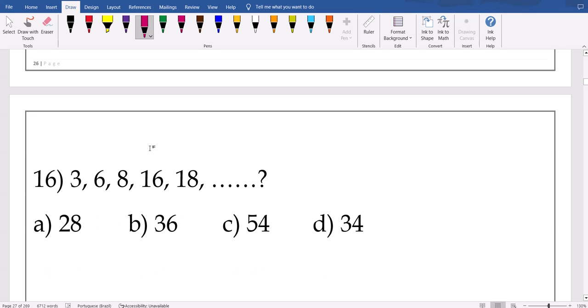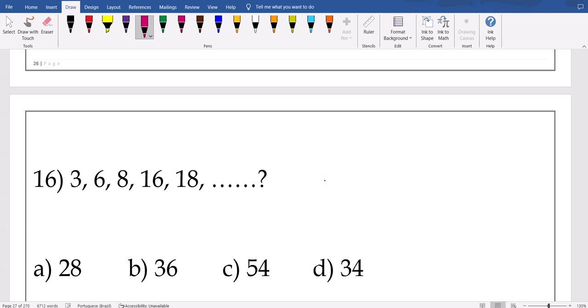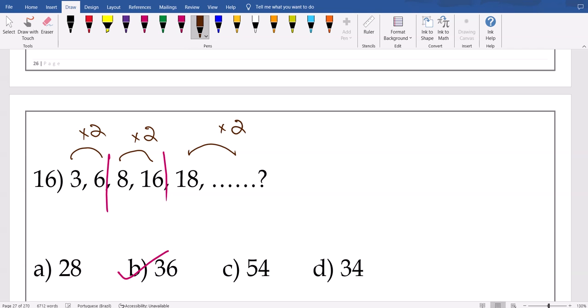16th question. I think we see no need to worry much. We take 2, 2. This is 36. Internally, this is multiplied by 2, right? 3 multiplied by 2, 8 multiplied by 2, then 18 multiplied by 2, right?